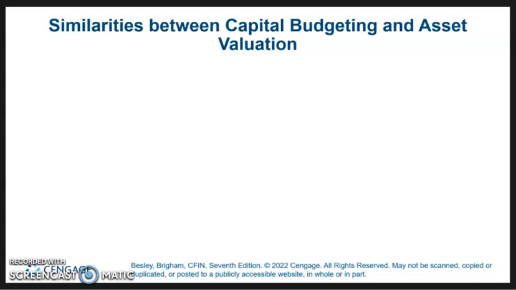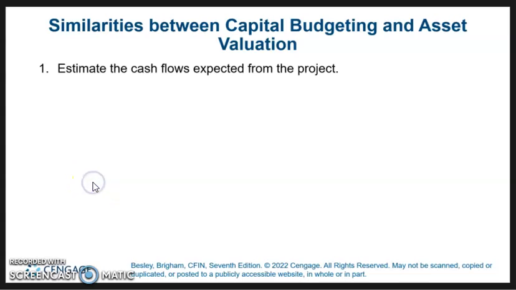Okay. Similarities between capital budgeting and asset valuation. We're pretty much looking at the same process. We look at the cash flows, and we compare the present value of those cash flows to the cost of the asset or the project. We estimate those cash flows when we're in for a capital budgeting project. We evaluate the riskiness of those cash flows. That determines our required rate of return.